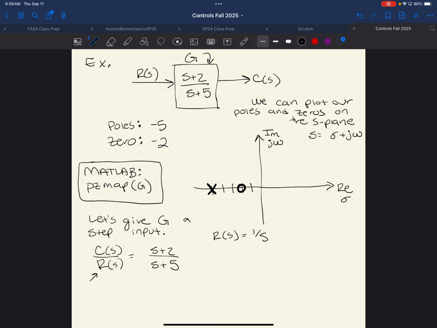Should I subtract them? Should I add them? Should I multiply them, divide them, Haley? I should multiply them. Yeah, if I have a C over R and I multiply it by an R, I get C. Easy peasy. So let's do C of S is equal to, I'll just go ahead and write it. S plus 2 over S times S plus 5. There we go.